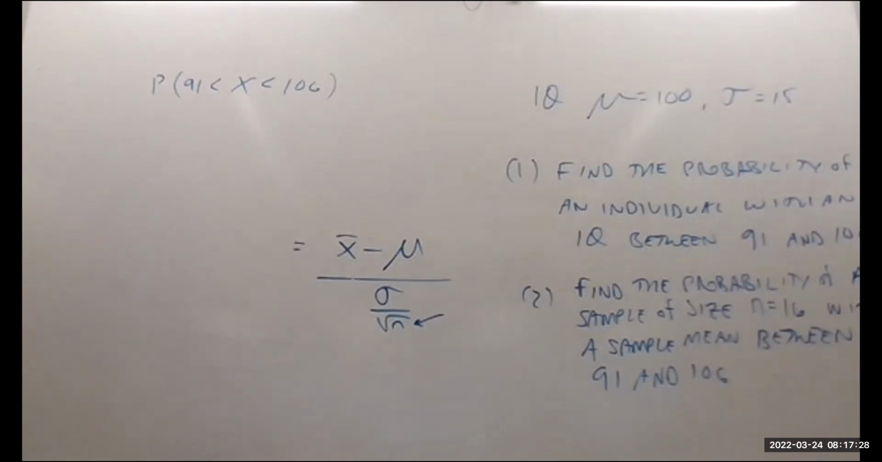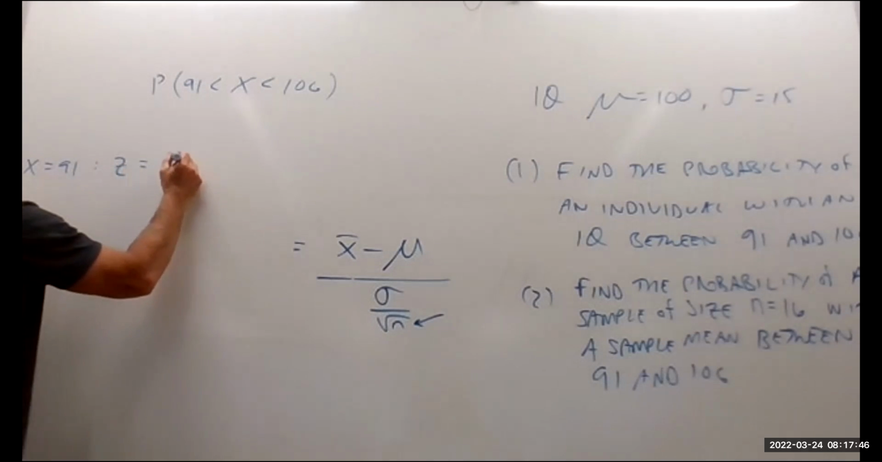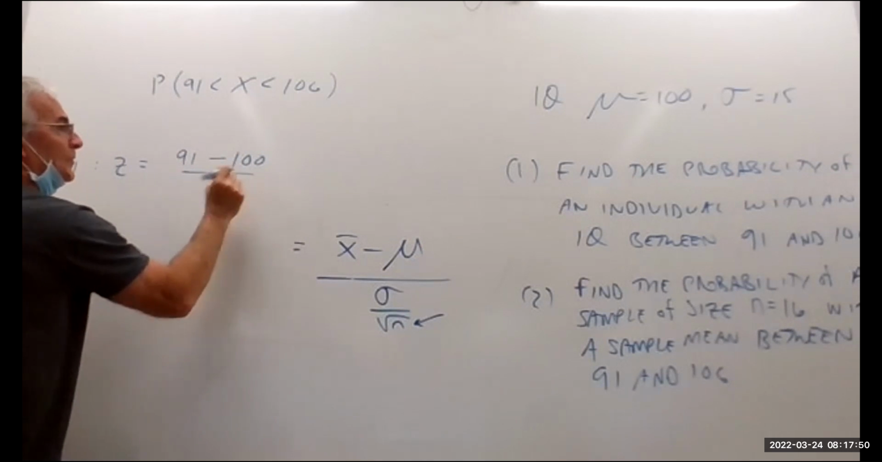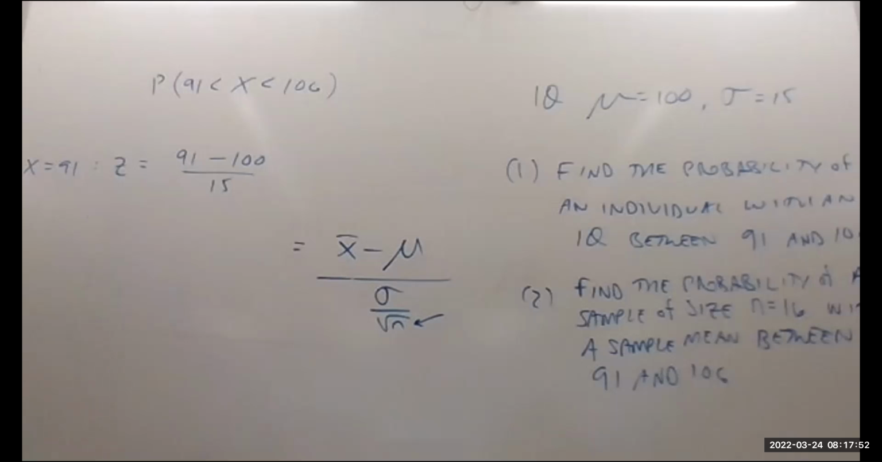Remember, when we look at our Z table, do you have your Z table? Okay, when we look in our Z table, we're not going to see 91s and 106s. We need Z values. So I have to calculate the Z values. For X equal 91, what's the Z value? 91 minus 100 over 15, right? Score minus mean over standard deviation.